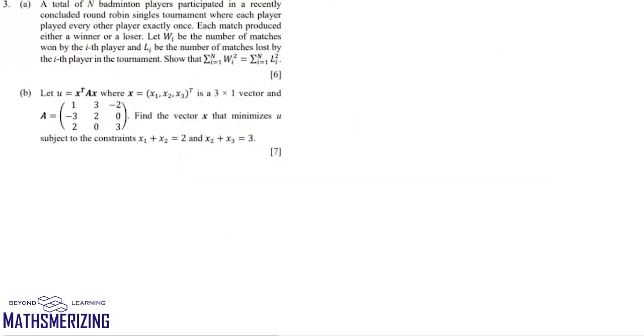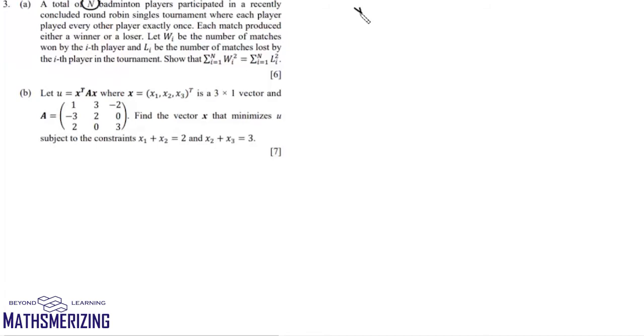Now question number 3a is: a total of n badminton players participated in a recently concluded round robin singles tournament where each player played every other player exactly once. Now each match produced either a winner or a loser. Let Wi be the number of matches won and Li be the number of matches lost by the ith player in the tournament. We need to show that summation Wi square is equal to summation Li square.